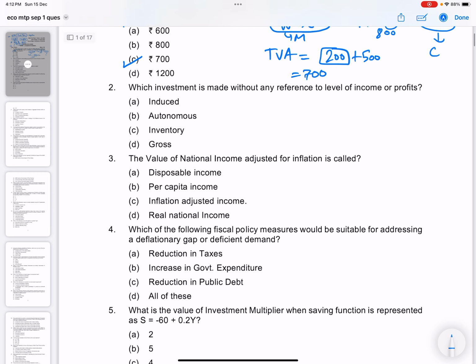Now, second question: which investment is made without any reference to the level of income or profits? You must have studied the consumption function as well, where A, which is not dependent on income level, is autonomous consumption. So they have discussed this thing only. So it would be autonomous, right?